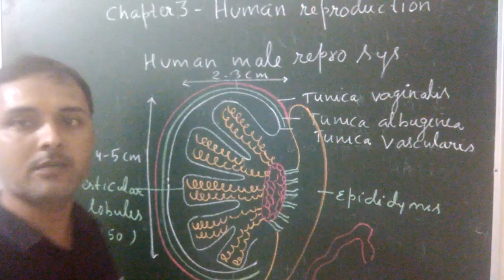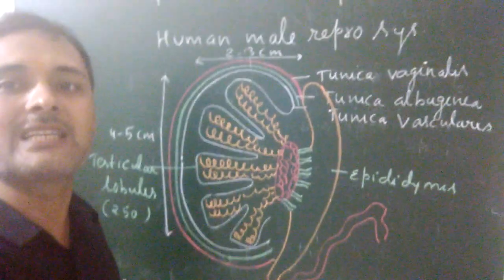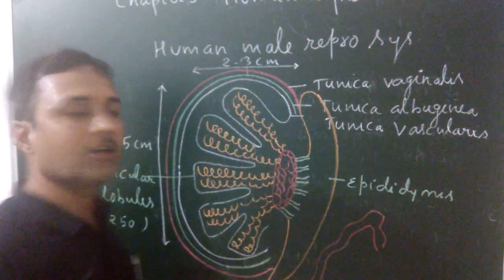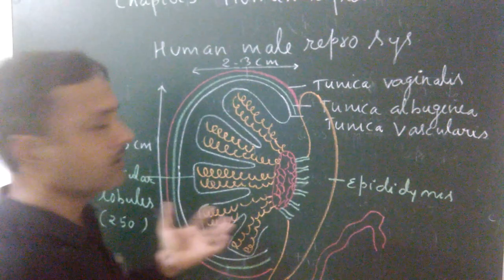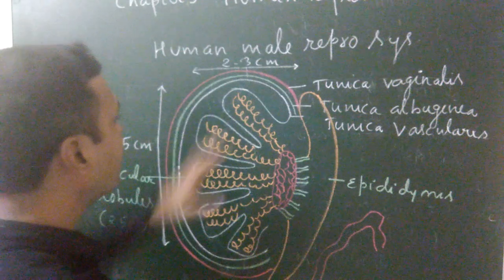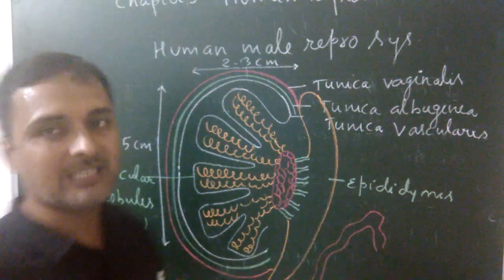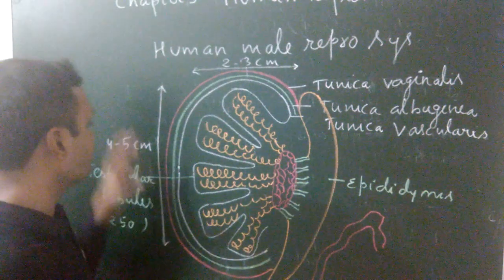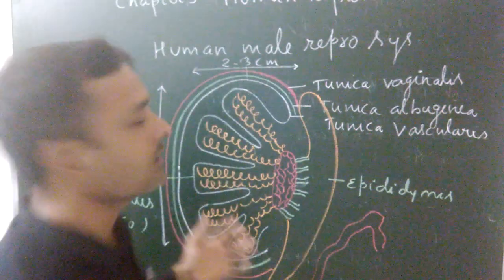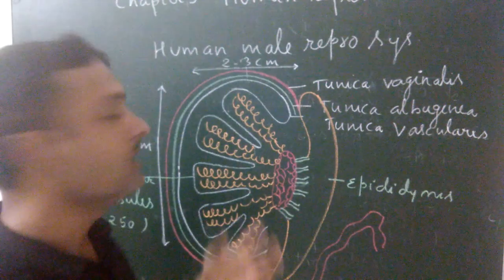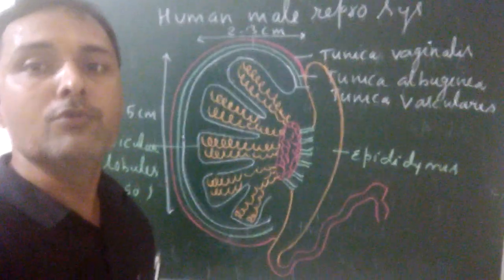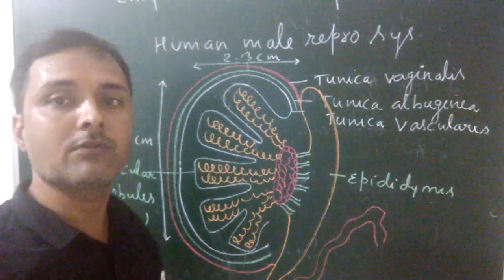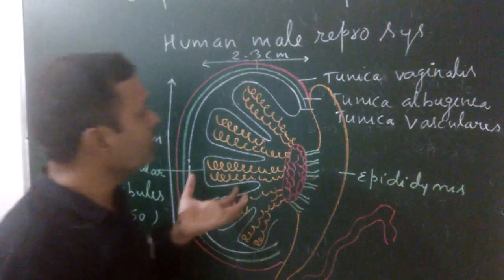So this is the longitudinal section of the human testis. When you see the internal structure of the testis from the longitudinal side, you will find that each testis is oval in shape. It is about 4 to 5 cm in length and 2 to 3 cm in width. Each testis has minute compartments known as testicular lobules. About 250 testicular lobules are found in the human male.